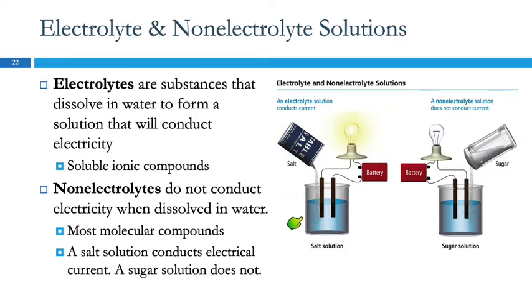But you dump some table salt in there, some sodium chloride, and it dissolves, and the light bulb goes on. In order for the light bulb to go on, there needs to be a complete circuit for the electrons to travel. So they have to be able to swim through the solution from one electrode to the other. And they can do that with the sodium ions and the chloride ions. That allows them to do that.